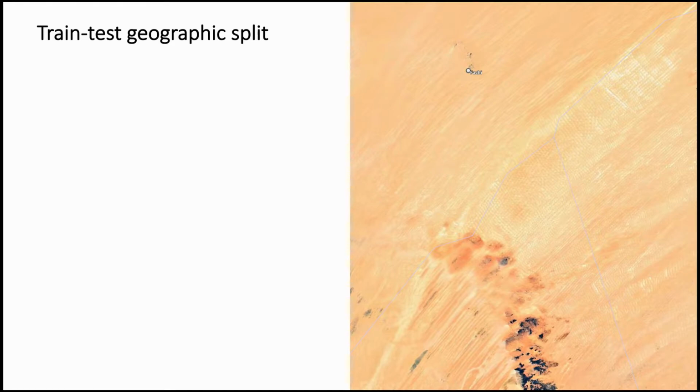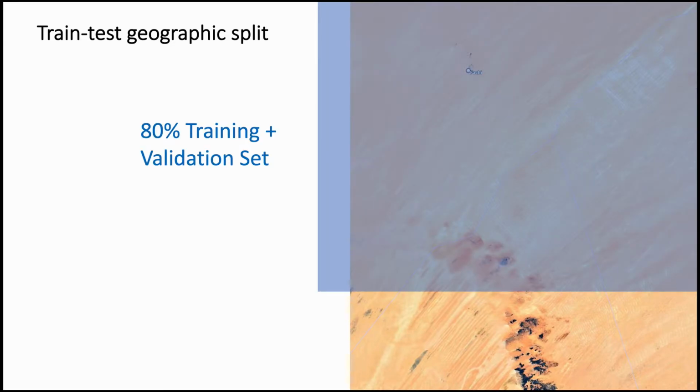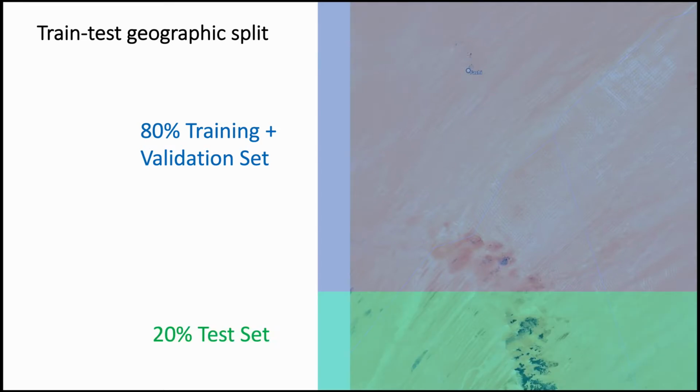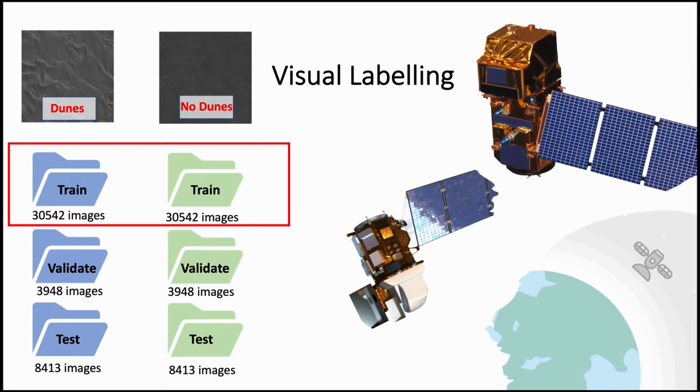And for this, we use the train test geographic split. We take 80% of the data set geographically located in one part of the image, and that is going to be our training and our validation set. That 20% of the image is kept separate, and that's our test set. And all the results I will show you are on the test set that is geographically completely separate from the validation and training set.